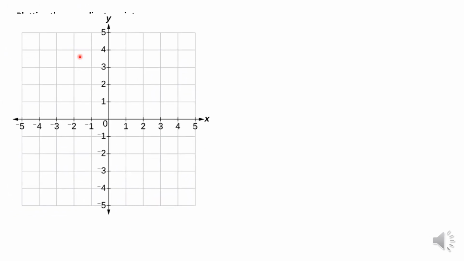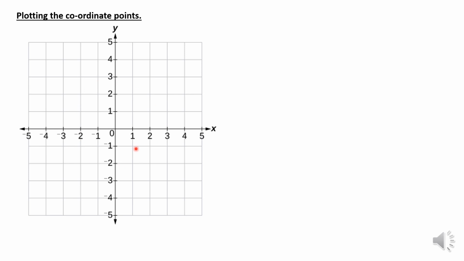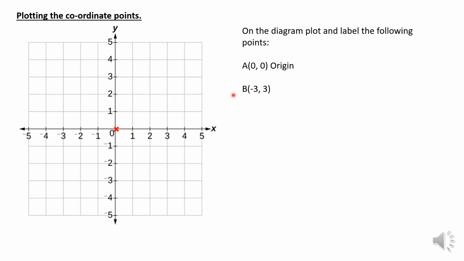Now let's talk about plotting. So I'm going to bring back the grid here. I am going to plot and label. That means I have a point A. The origin is 0, 0. That's the origin. All right. So if I plot it, you can see I just plot it right there. Let me bring in another point B, which is negative 3, 3.